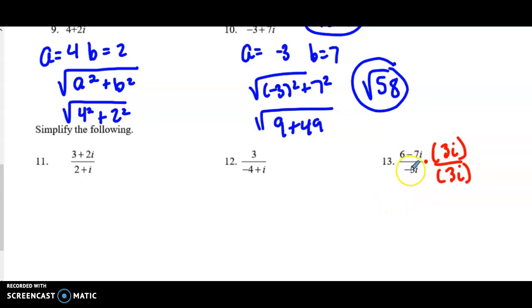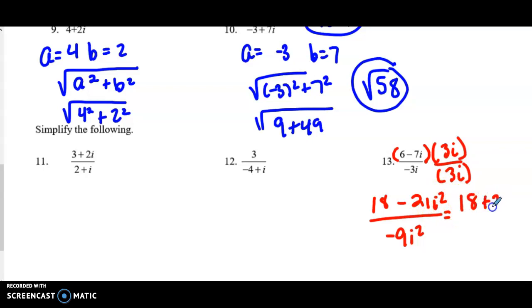So when you do this, you end up with 18i, make sure you put parentheses around this, okay, minus 21i squared, all divided by negative 9i squared, okay? i squared is the same as negative 1, so 18i plus 21, okay, all divided by negative 9 times negative 1, which is positive 9.